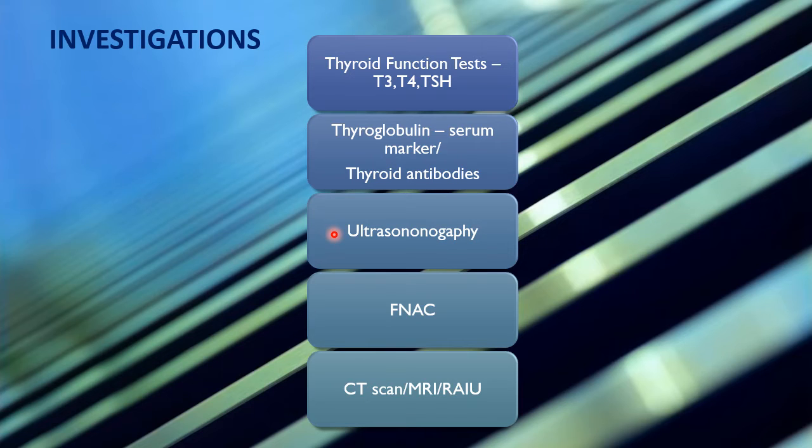Ultrasound is the most important preliminary investigation for thyroid nodules or thyroid cancer. Okay, and together with fine needle aspiration cytology, these two investigations in most cases will be sufficient. The ultrasound-guided FNAC is most of the time sufficient to clinch the diagnosis. Other investigations include CT scan, MRI, and radioiodine uptake studies.